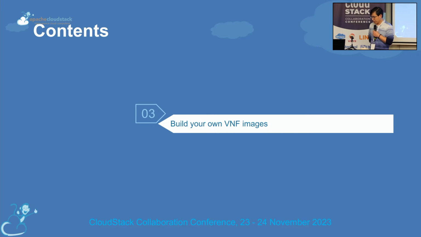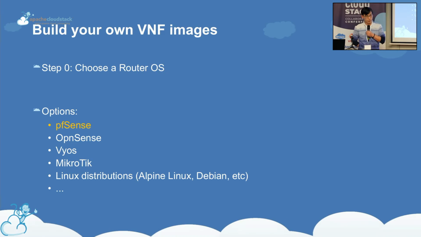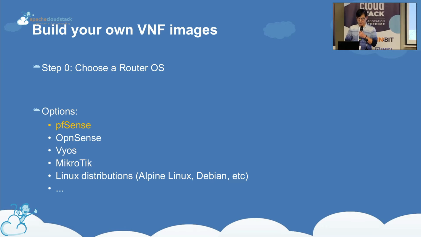Section 3, build your own VNF images. First step, before we create the VNF images, we need to choose a root OS. There are several options, for example pfSense, OPNsense, VyOS, MikroTik, or even some Linux distributions, for example Alpine Linux or even Debian. In my talk, I will use pfSense to create VNF images.